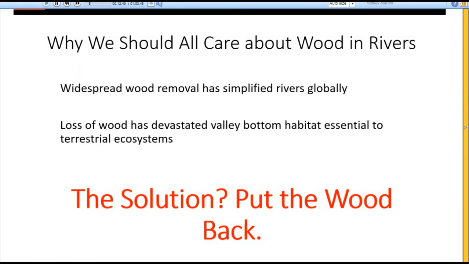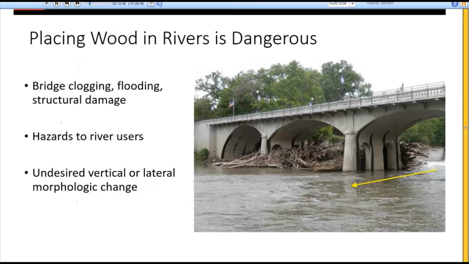So the solution to all this, which I've already kind of given away, is to put wood back in rivers. Now it seems pretty simple. We've taken it out over the last 200 years. The natural solution is to put it back. I would argue that that's true, but there's some nuance to it. Placing wood in rivers is dangerous. There's a reason why we took it out in the first place, mainly because it can pose a lot of risks to the things that we like to build in and around rivers.